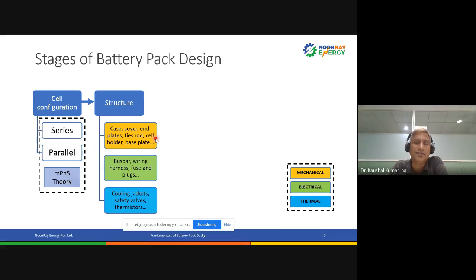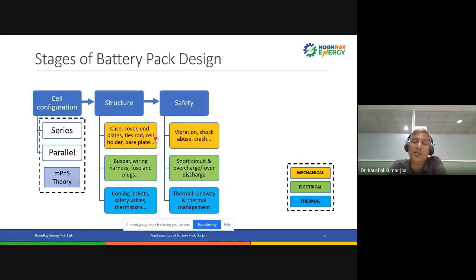Then structure. So what definition we have made: mechanical, electrical and thermal. BMS is already an independent part. So in structure, the case covers end plates, tie rods, cell holders, base plate. These are all parts of the mechanical structure. However, bus bar, wiring, harness, fuse and plugs, you can say are mechanical parts, but they belong to the electrical family, so should be considered during the electrical design. Then in the thermal, the cooling jacket, safety valves, thermistors, these all have to be taken care of during the thermal design.